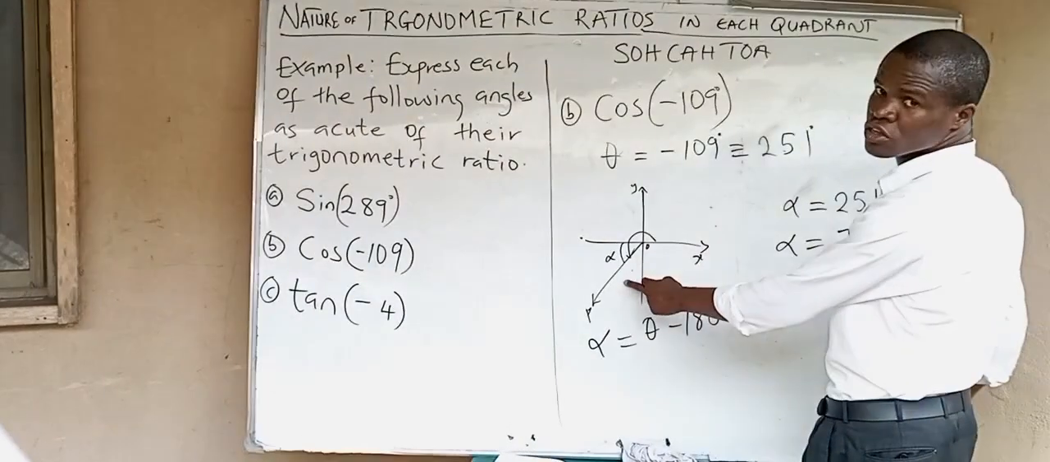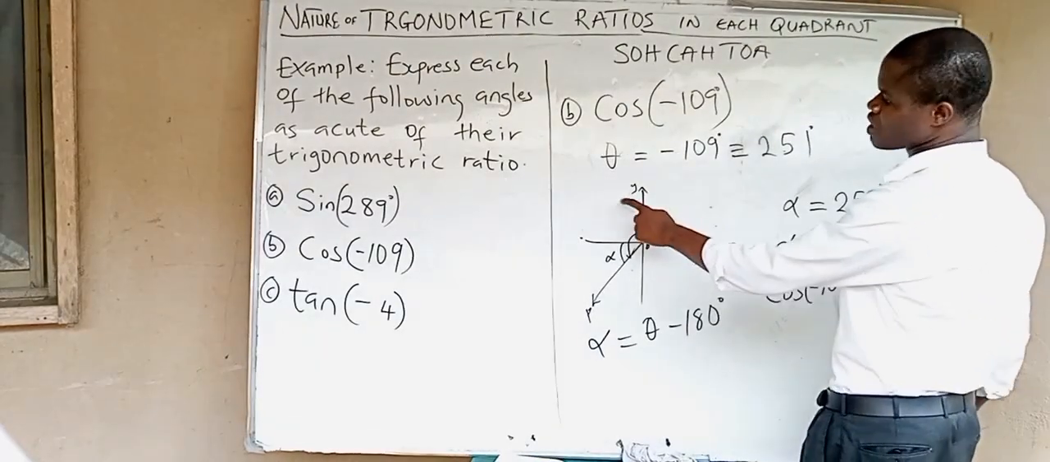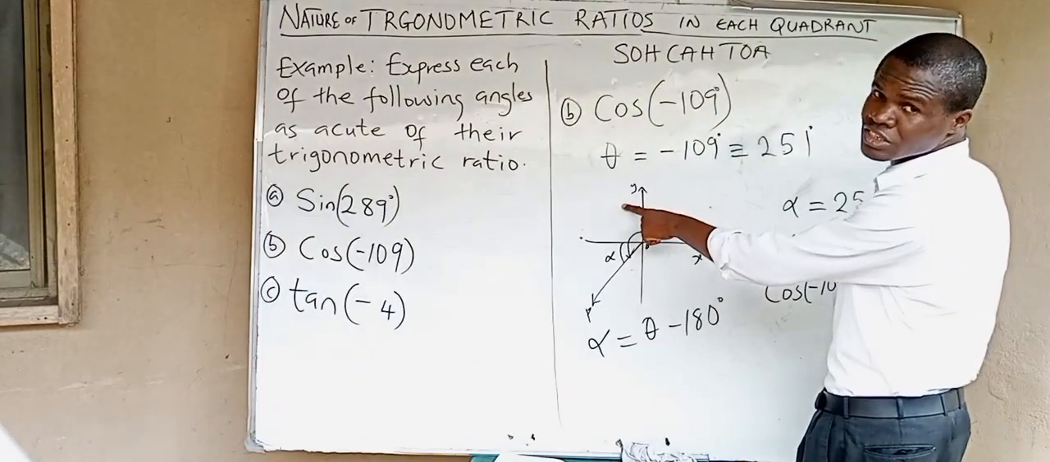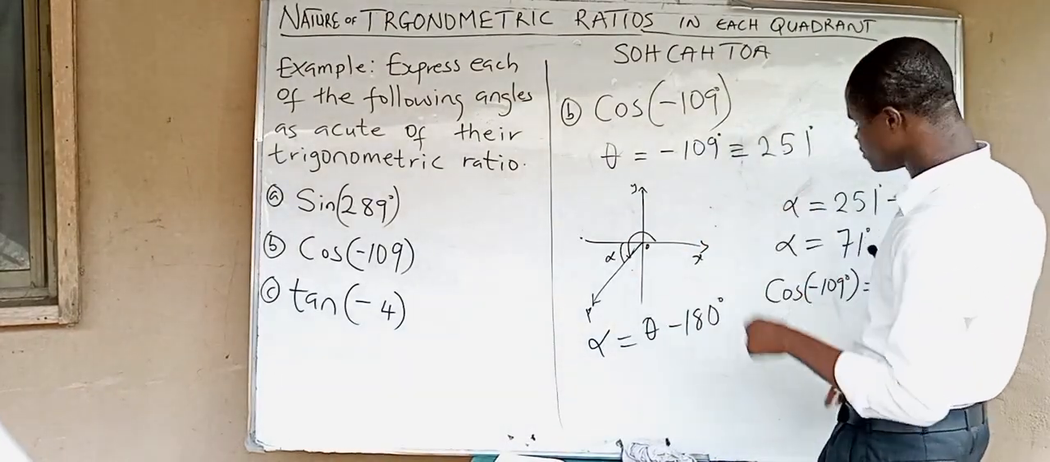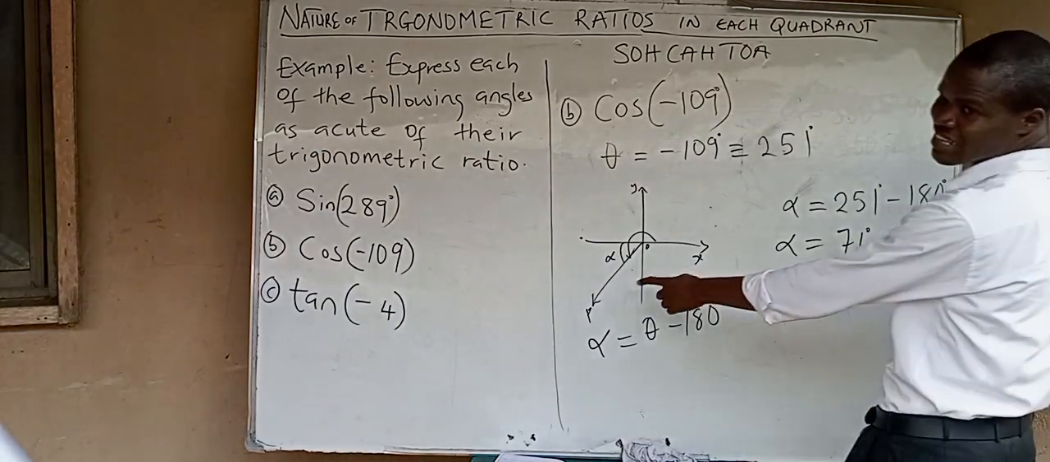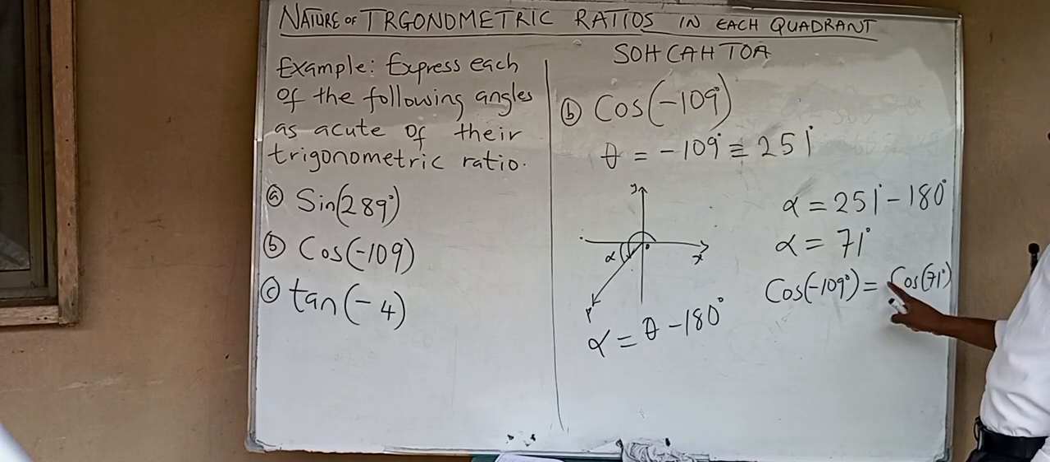We are in the third quadrant. Remember, in the first quadrant, everything is positive. In the second quadrant, only sine is positive. And in the third quadrant, tangent is positive. So since we're in the third quadrant, the acute value of cosine is negative.